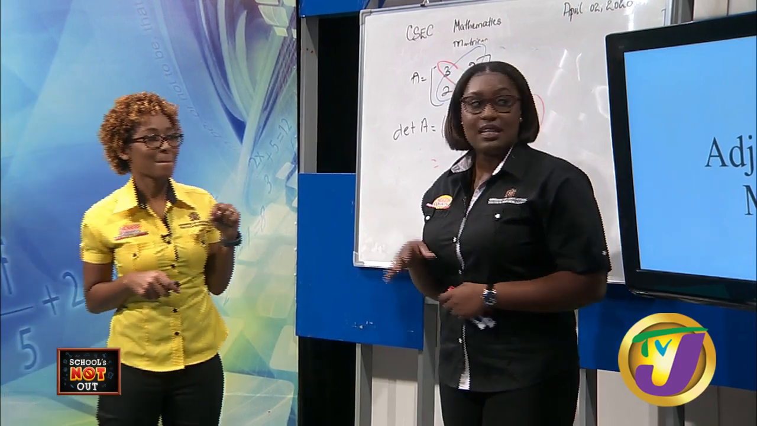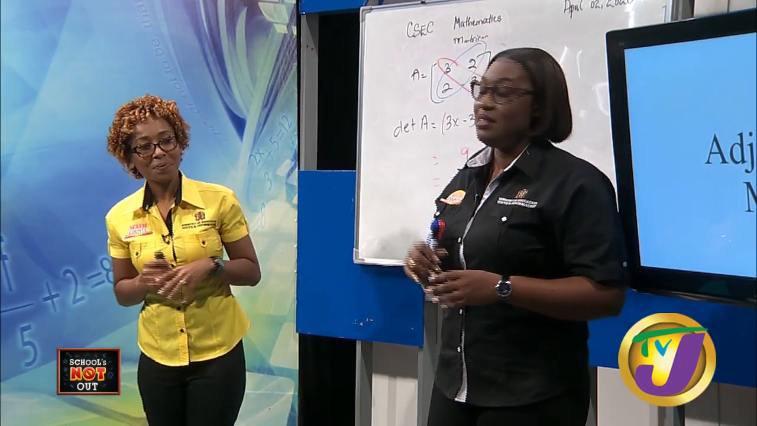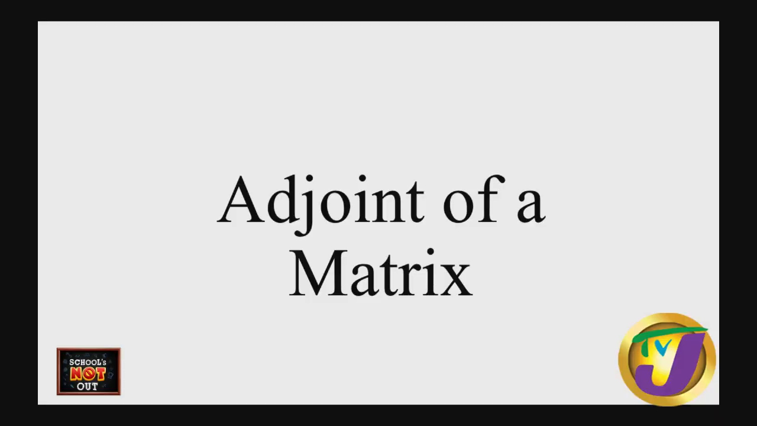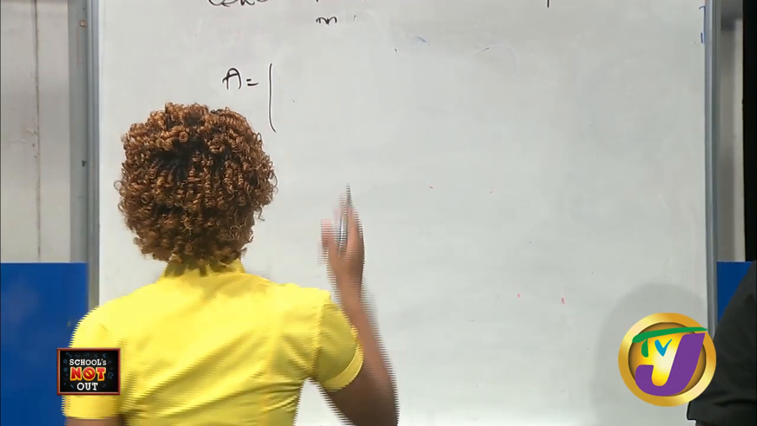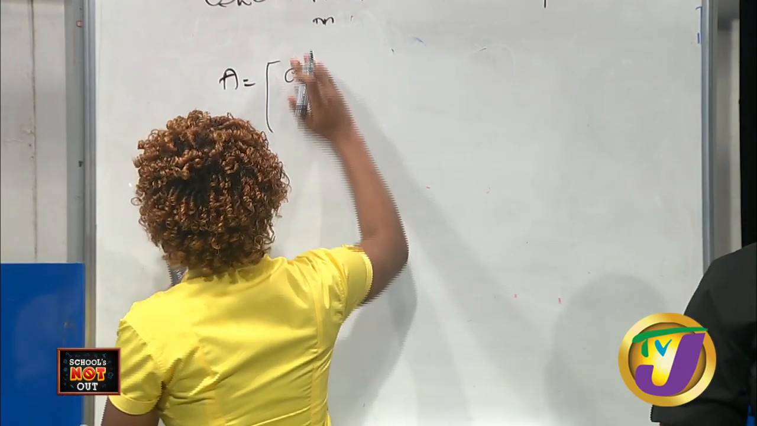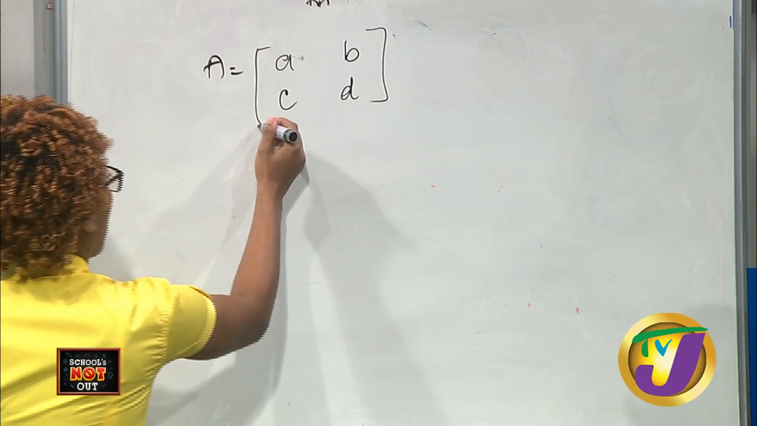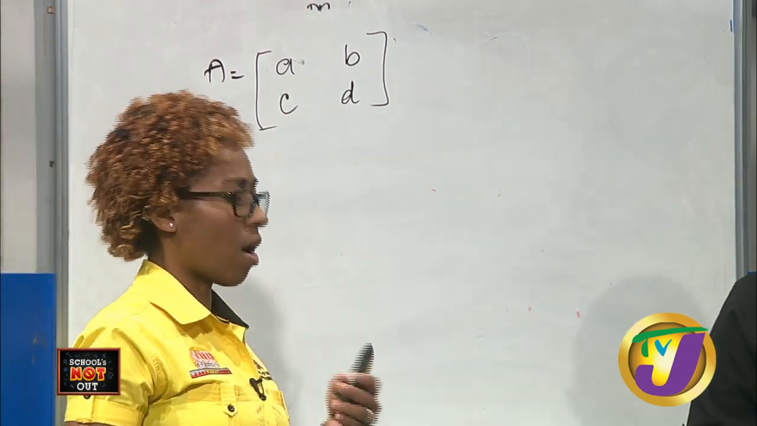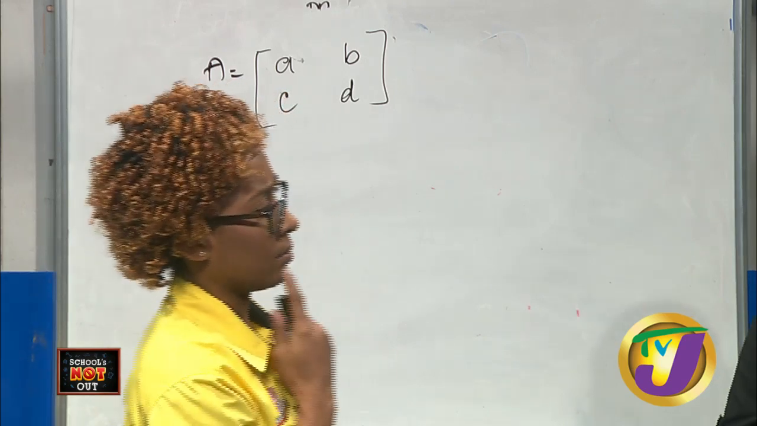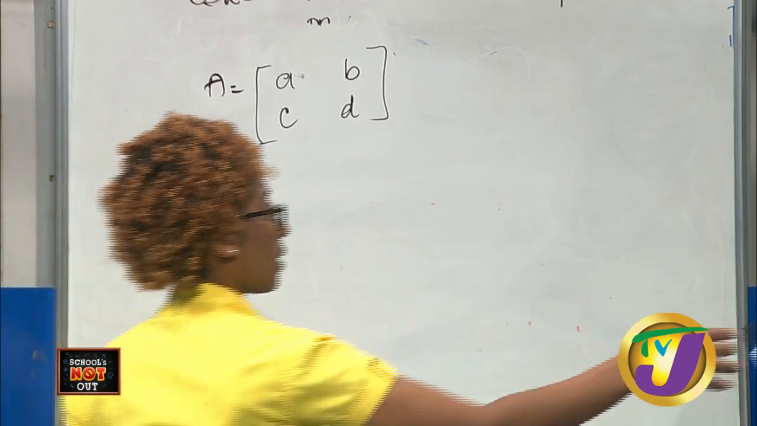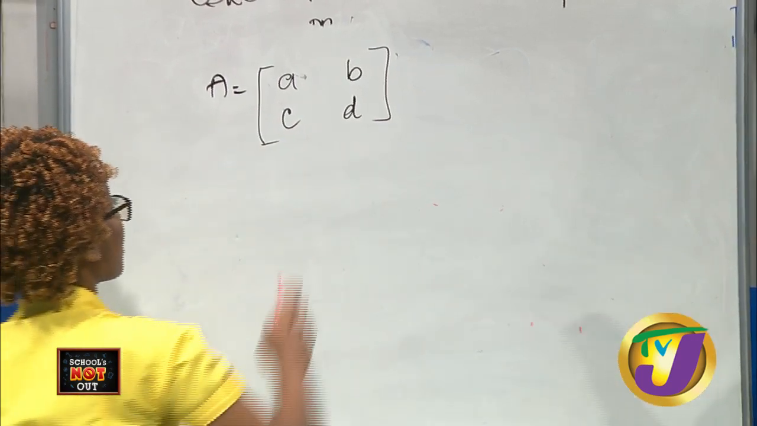So another important part of matrices is the adjoint of the matrix. Here we need to look at how we find the adjoint of the matrix. For instance, if we're given a matrix A, and we're told that matrix A has elements a, b, c, and d, what exactly are we supposed to do to get the adjoint? We have to interchange the positions of the elements on our leading diagonal. So in this case, it will be a, d.